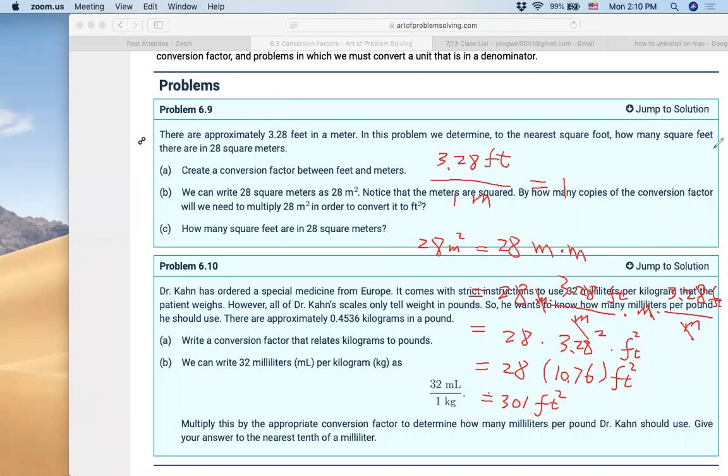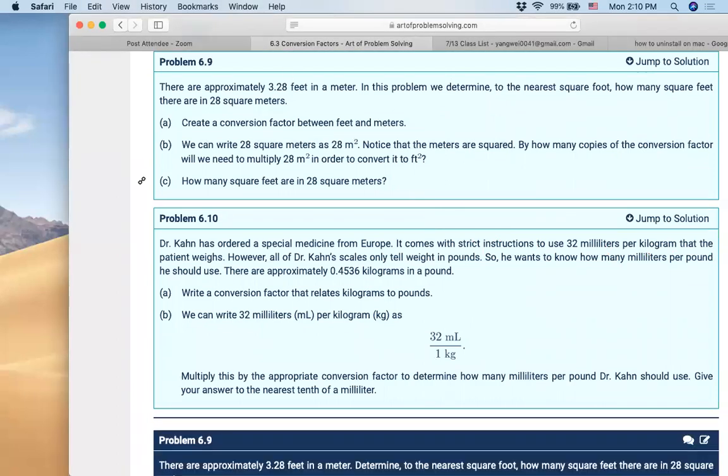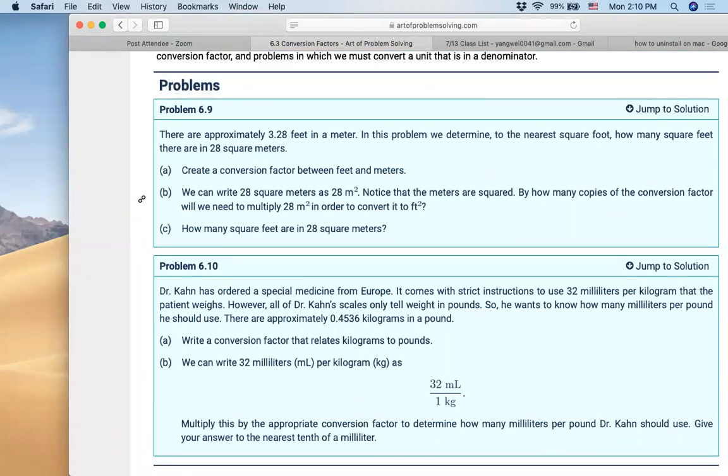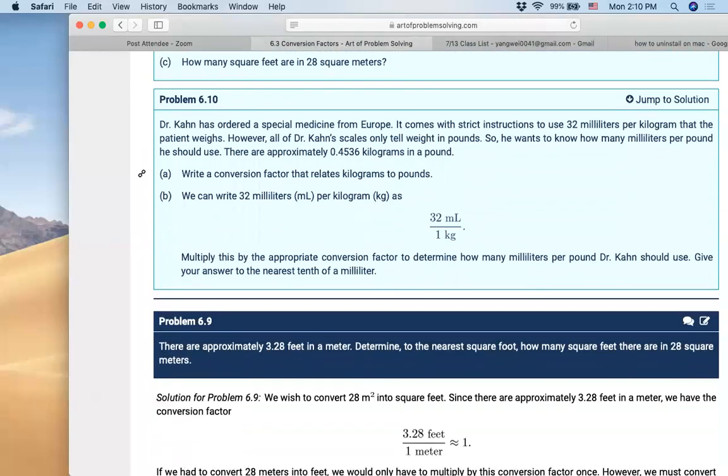Okay, make sure you got the correct answer for the previous problem. This is 6.9, right? Now let's see 6.10.